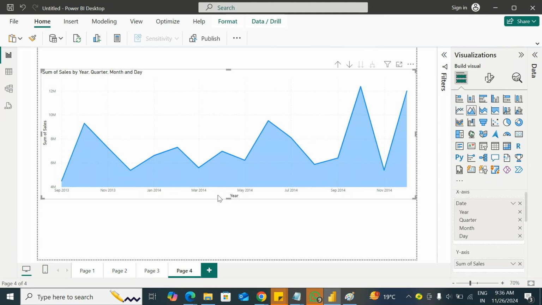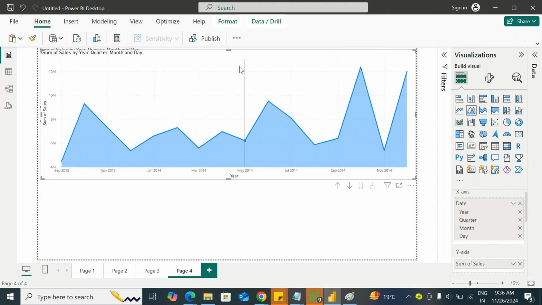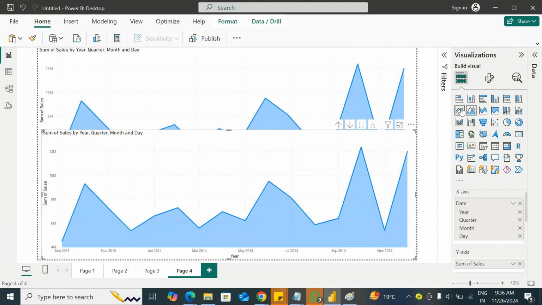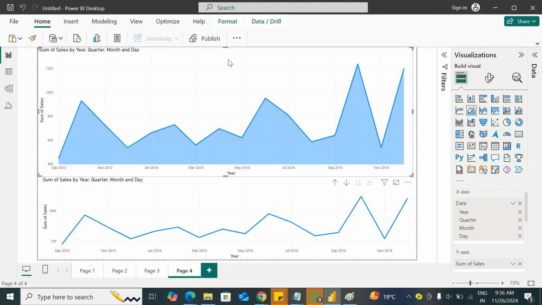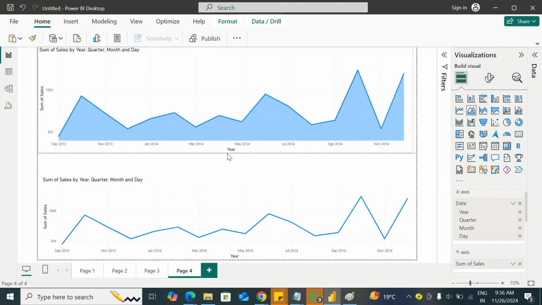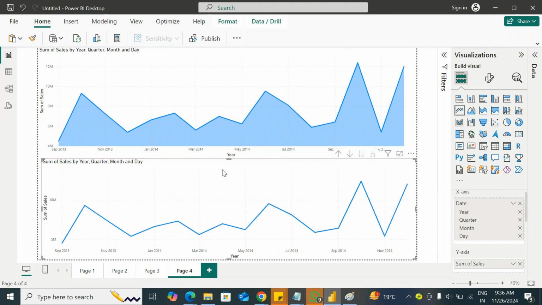The only difference between a line and area is, in a line chart, you are going to represent only the line. In an area chart, that line is filled with some color. So there is no other difference between these two visualizations. Till here, am I clear?